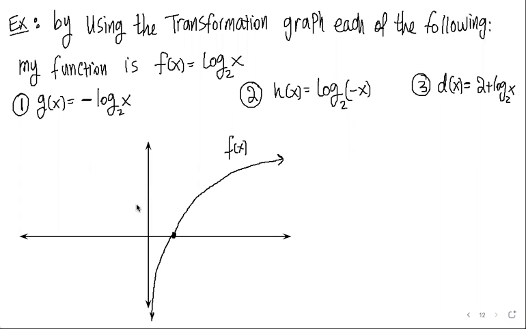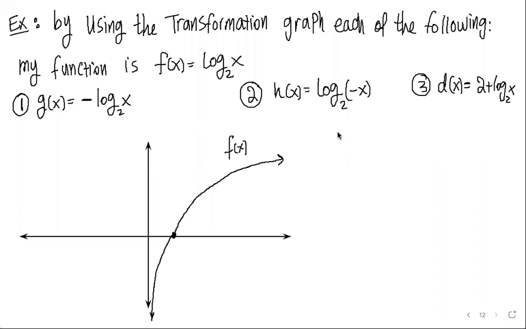When the minus is outside, we reflect around the x-axis, exactly. So here is the minus. We have to graph the original function f of x equal logarithm of x to the base 2. And this is my original function. Then we have a minus outside. This means we have to reflect the original one around the x-axis because the minus is outside the function.